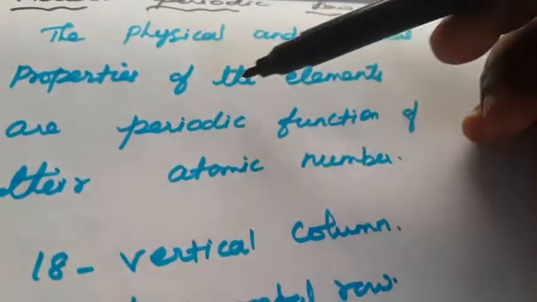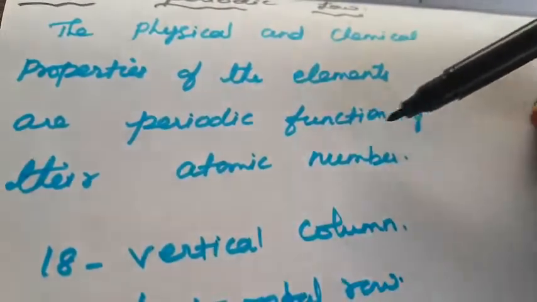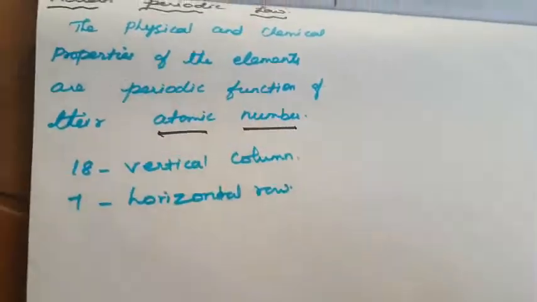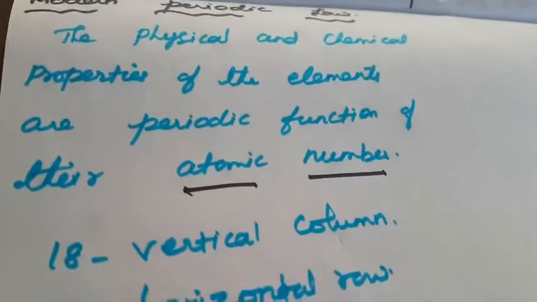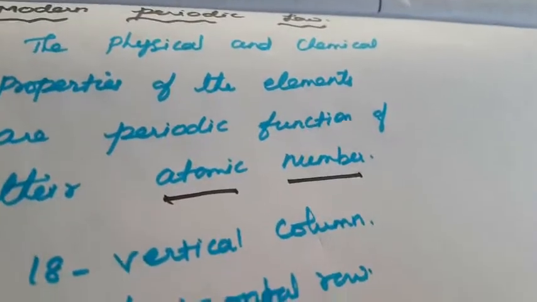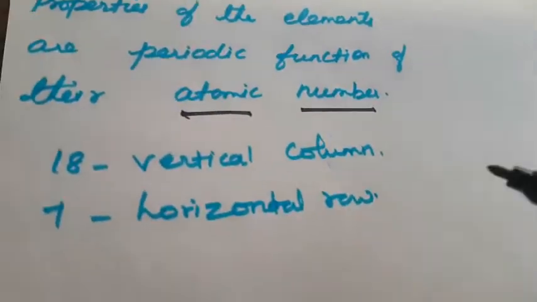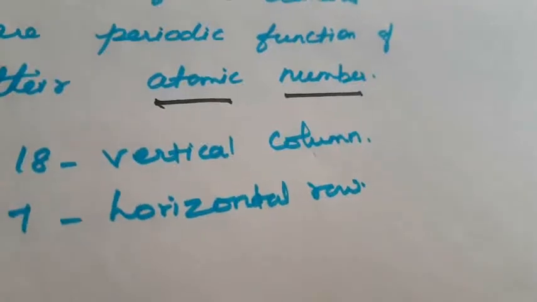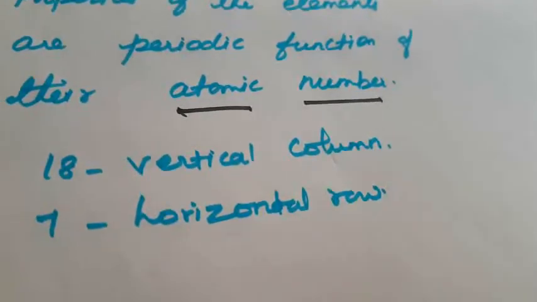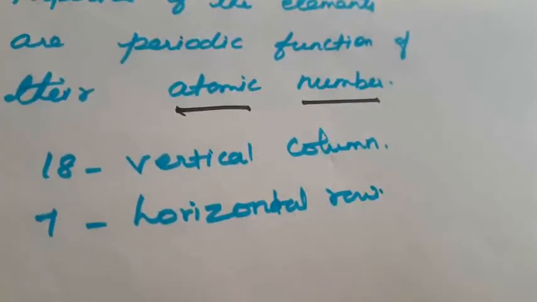The physical and chemical properties of the elements are periodic functions of their atomic number. This is the important point: arranging the elements according to atomic number. Nowadays we use only the modern periodic table. In the modern periodic table there are 18 vertical columns and 7 horizontal rows, arranged in increasing atomic number.